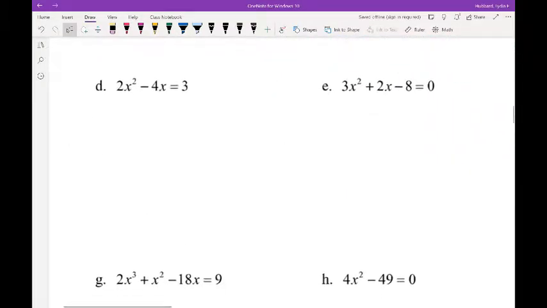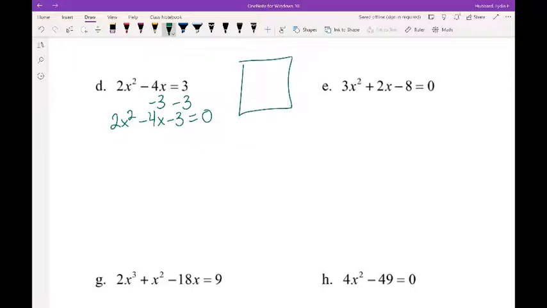So again, we got to get it set equal to 0. So we'll subtract 3 from both sides to get 2x squared minus 4x minus 3 equals 0. We have 3 terms, so let's check and see if we can do our box method again here. So we have 2x squared in the upper left, -3 in the bottom right. When we multiply those two together, we will get -6x squared. And we want something that's going to add to -4x. Oh, we are having some terrible luck today because that, yet again, does not work.